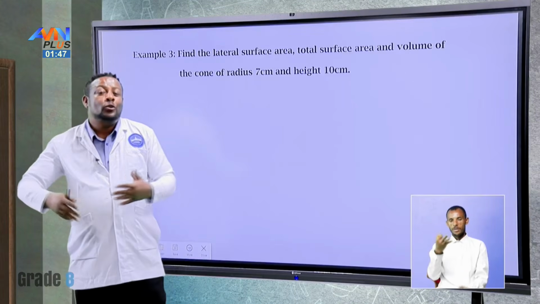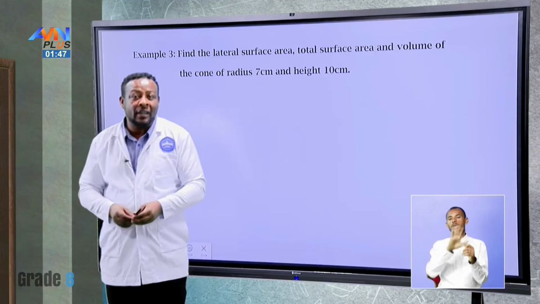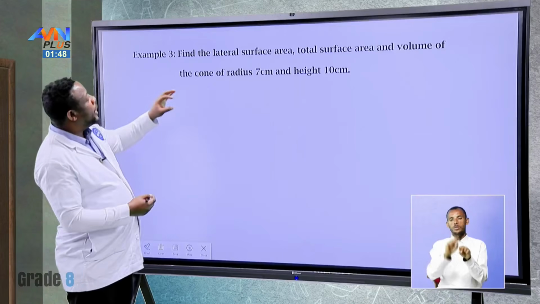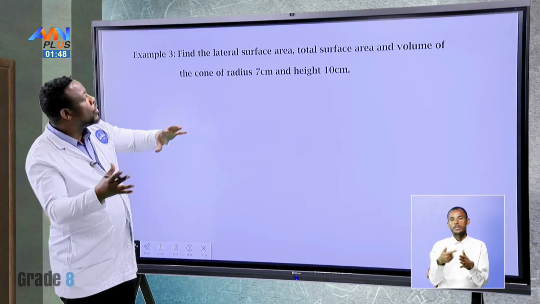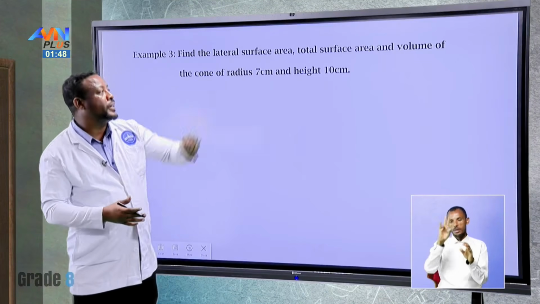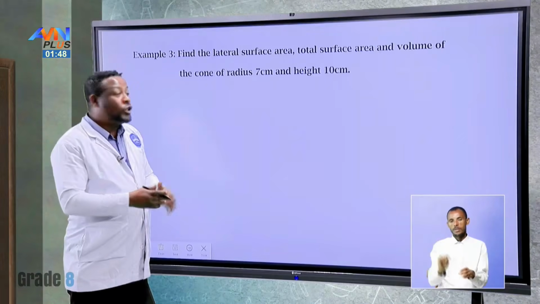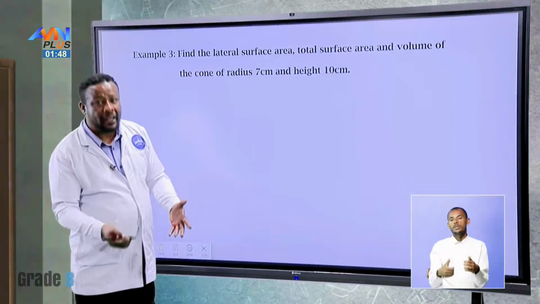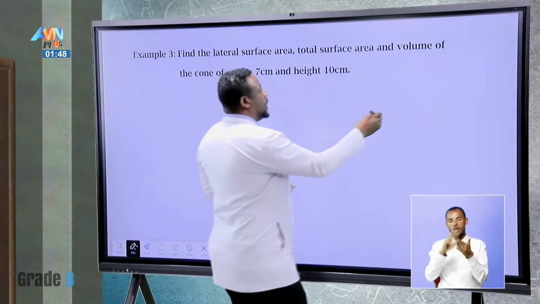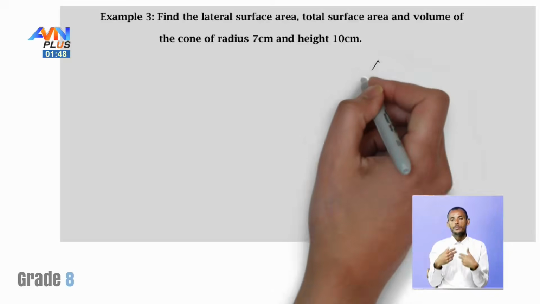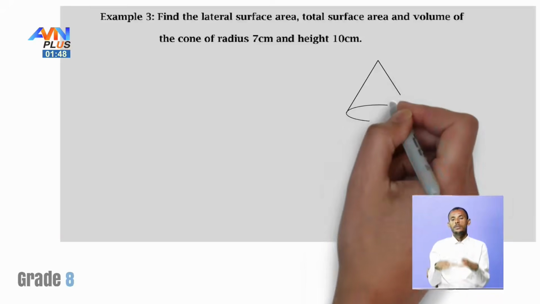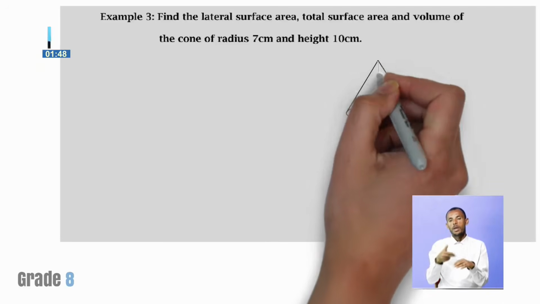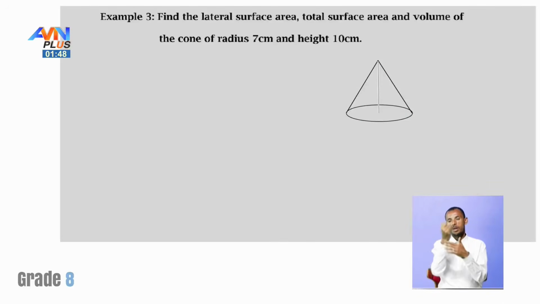Well, I hope you have tried your answer. Let's compare your answer with my solution. It says there is a cone whose radius is 7 and height is 10 centimeter. So you can roughly sketch the cone to identify the slant height. Here we have a cone whose height is 10 centimeter. So you need to construct in this manner.